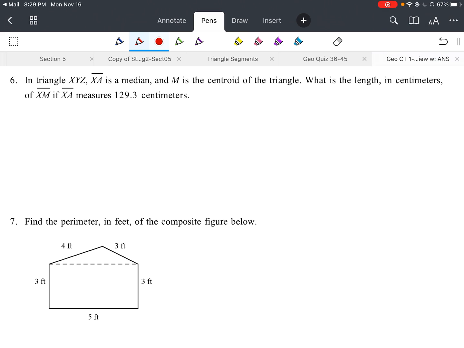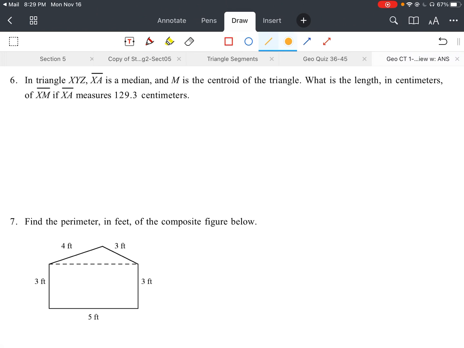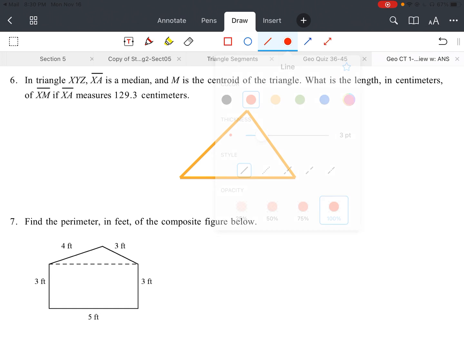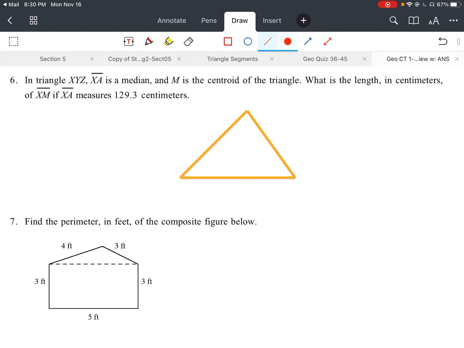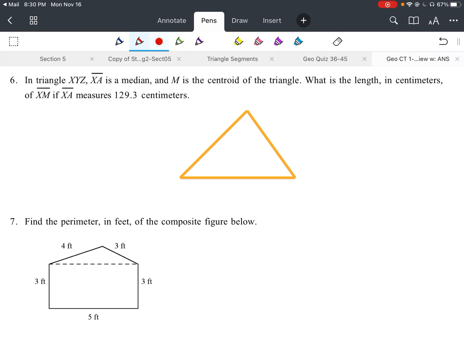Triangle XYZ. It might help us to draw a triangle here. So let's sketch a little triangle. And it doesn't have to be perfect. Sometimes the more random your triangle is, the better. But let's put in, okay, it says X. Let's put our letters on there just so we got them. So let's call it X, Y, Z.